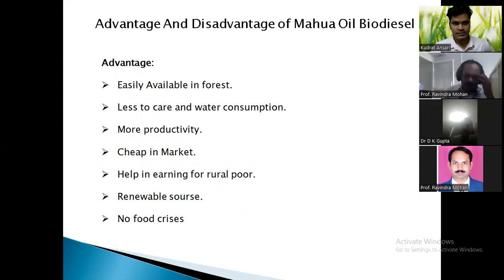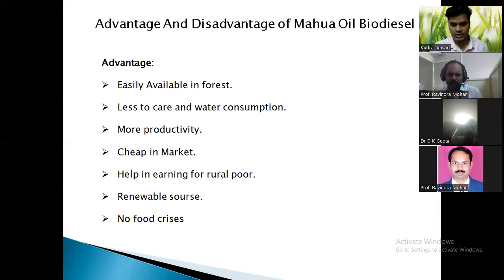The advantage is that it is easily available in Indian forests. It needs less care, and water consumption is also very less. There is more productivity. It means an average mahua tree can produce 30 to 200 kg of seeds every year. It is cheap in the market. If you purchase mahua oil substances like fruits or seeds, it is very cheap compared to all of them. It helps in earning for the rural poor residing in forest areas.